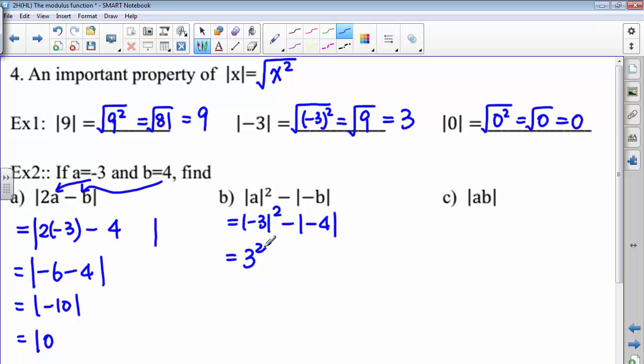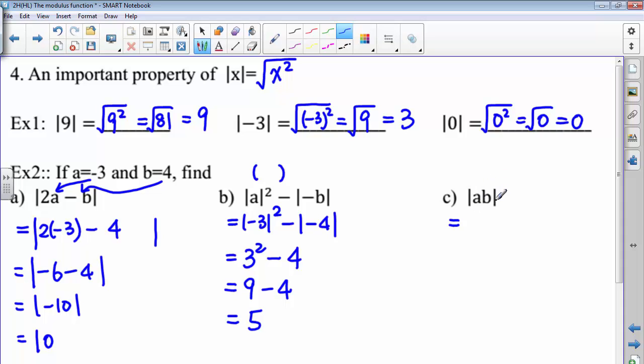The absolute value of -3 is 3. Then I do squared. So you guys will see the absolute value, or the modulus symbol, has the same priority as the pair of brackets. If I have the modulus symbol, I always simplify the modulus part first. Then I do exponents. Minus the absolute value of -4 is 4. So 3 squared minus 4 is 9 minus 4. This one is 5.